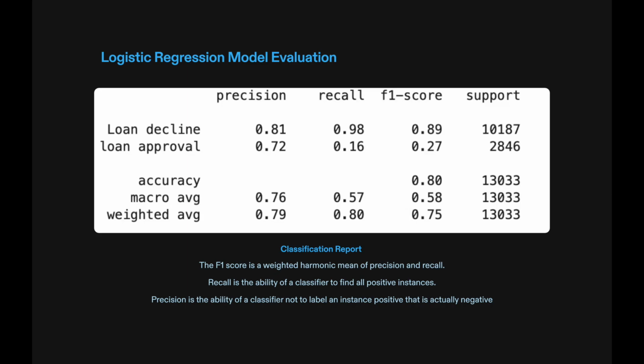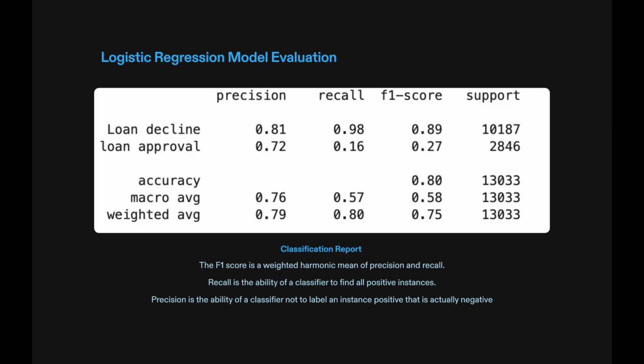The scores for loan disapproval within the model were 0.81 for precision, 0.98 for recall, and 0.89 for the F1 score. The F1 score is the harmonic mean between precision and recall, basically the percent of positive predictions that were correct.